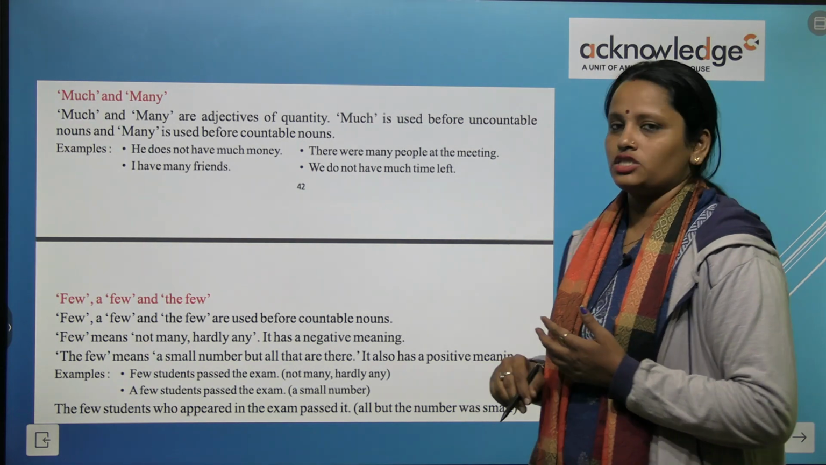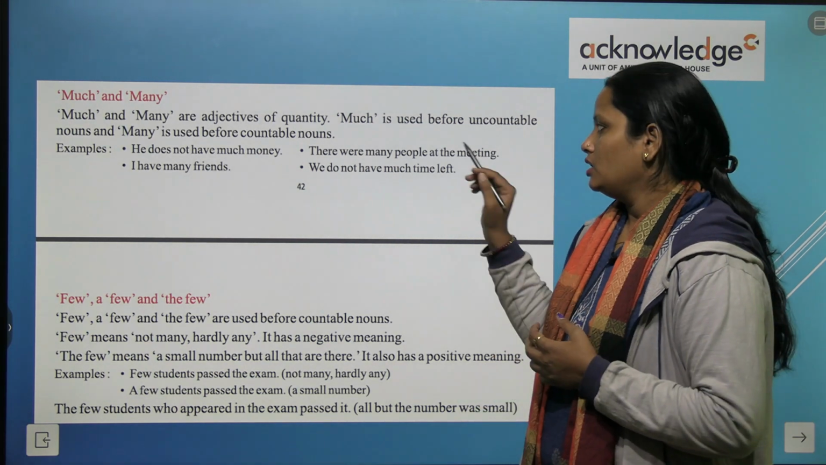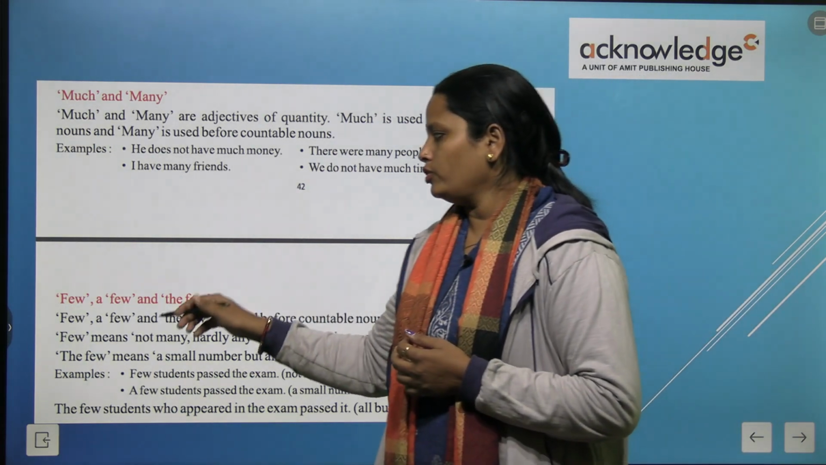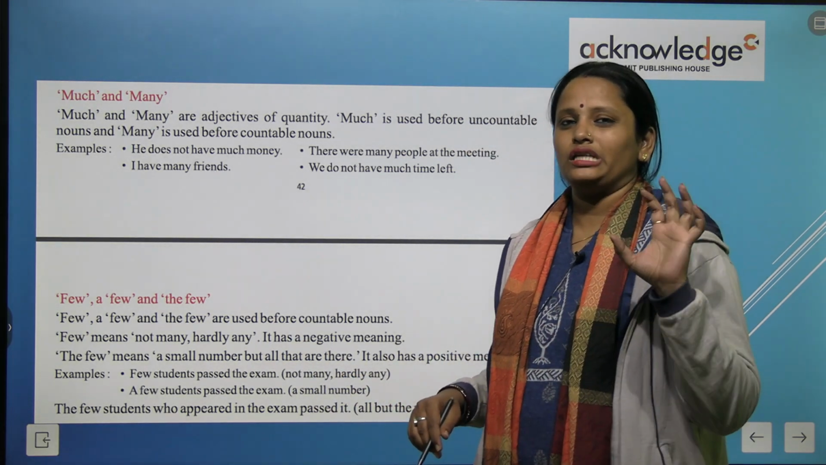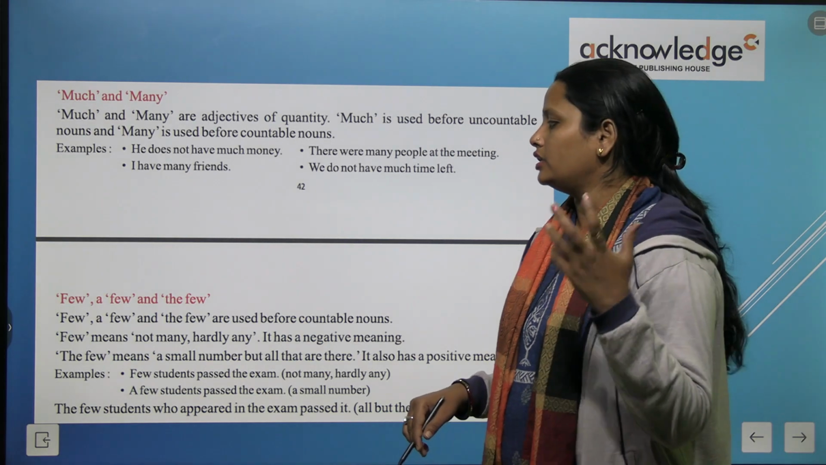And we do not have much time left. तो time को भी हम count नहीं कर सकते. So that's why we have written here much. Few, a few and the few. अब एक ही word है, आप देखो तीन तरीके से लिखे गए. Few लिखा गया है, a few लिखा है and the few लिखा है.